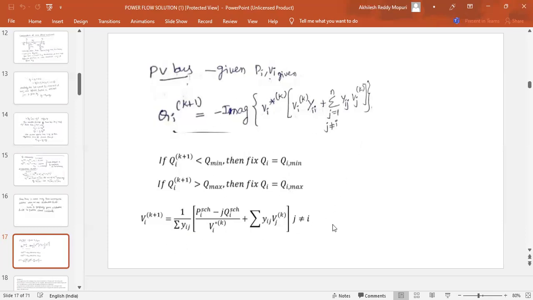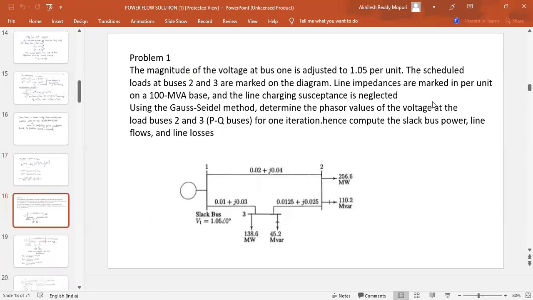Now you will understand clearly after seeing some problems. First problem: the magnitude of voltage at bus 1 is 1.05 per unit. They had given 1.05 and the angle delta is given, so this is a slack bus. The scheduled loads at bus 2 and bus 3 are marked in the diagram. Megawatt is a unit of real power.